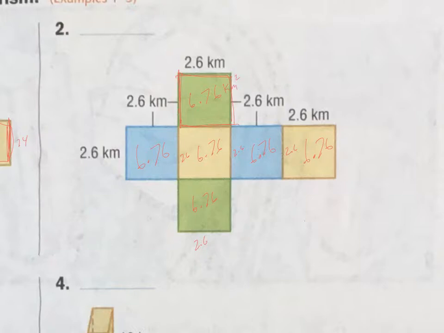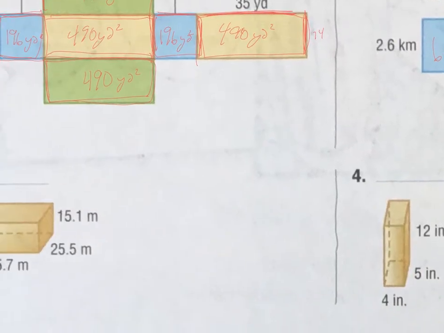6.76 km squared. Okay, so now, instead of adding them all up, I know they're all the same, so I'm going to do 1, 2, 3, 4, 5, 6. I'm going to do 6.76 times 6, and I get 40.56 kilometers squared. My answer is 40.56 km squared. Okay? Let's go to number 3.